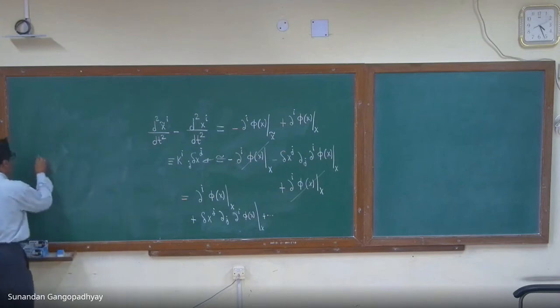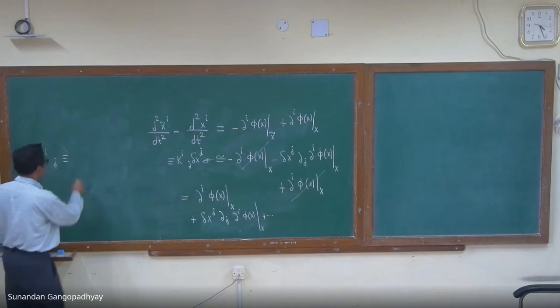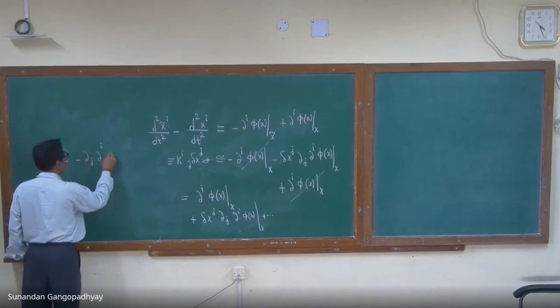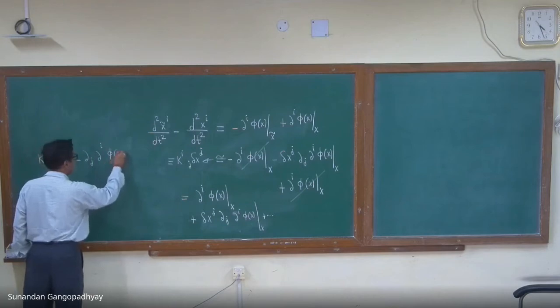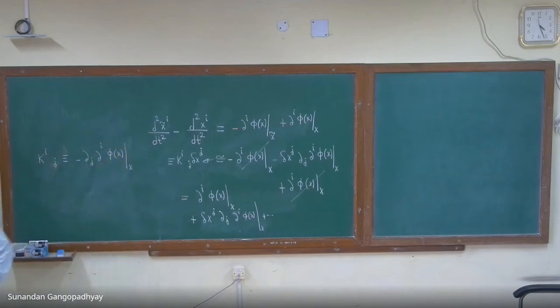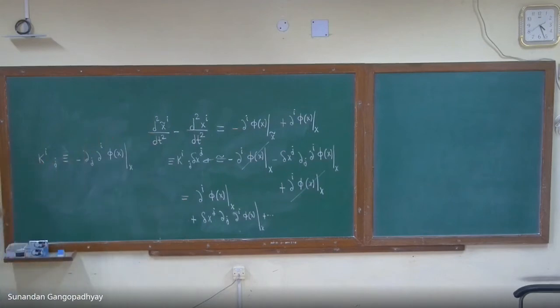So Kij is basically nothing but minus del j del I phi. This is what Kij is. So you can see the similarity of this equation with the geodesic deviation equation. Can you see the similarity?